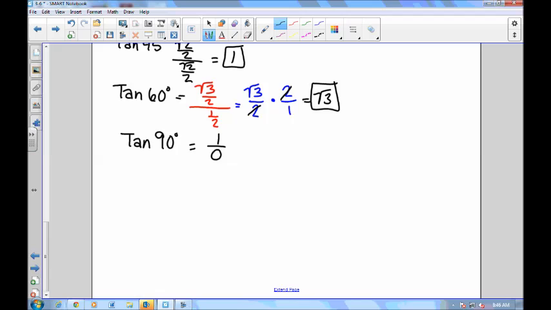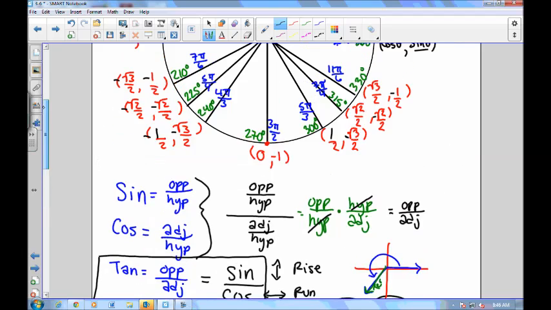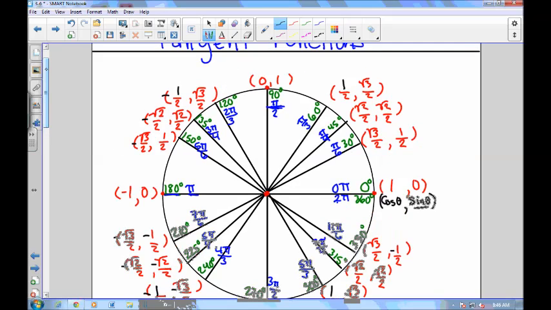So, Silver, what's the word? Undefined. So the abbreviation is capital UND. Because this is really the slope. And the slope of this 90-degree terminal side is vertical. What's the slope of a vertical line? No slope. It's undefined. Slope of a horizontal line is 0.